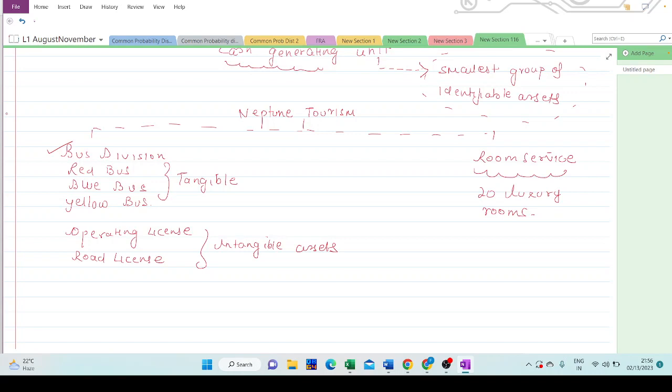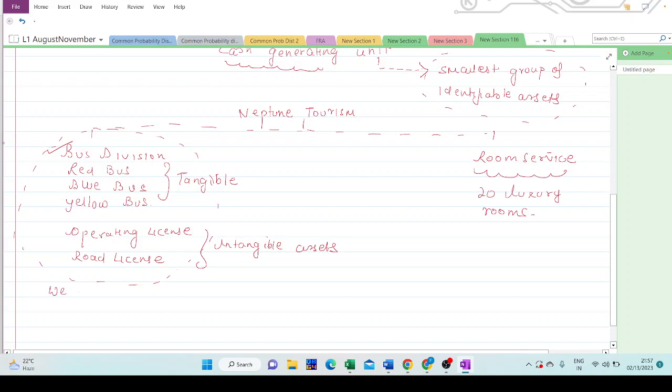Are they anywhere related? Yes, it will be able to generate cash independent of rooms. Right, the cash generating capacity of buses and licenses is fully independent of these rooms. They are not dependent on the rooms at all. So we might consider the bus division, which consists of buses and licenses, as a CGU.